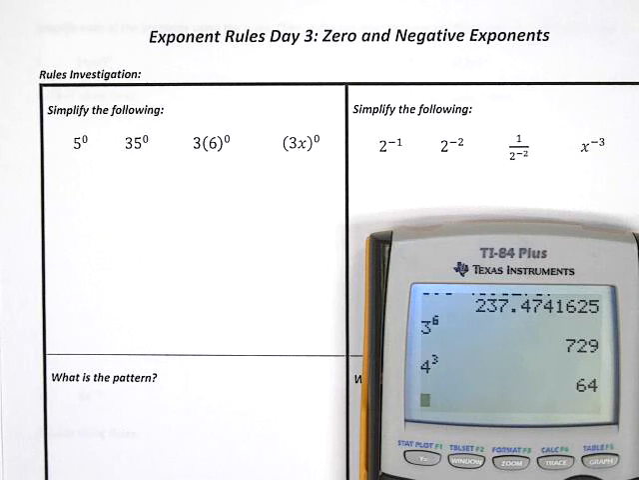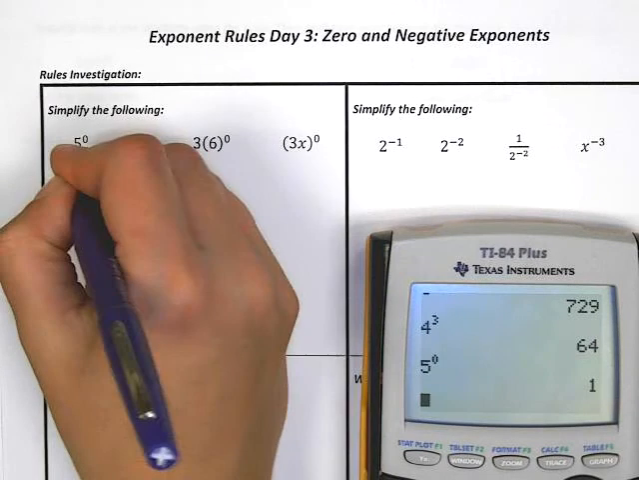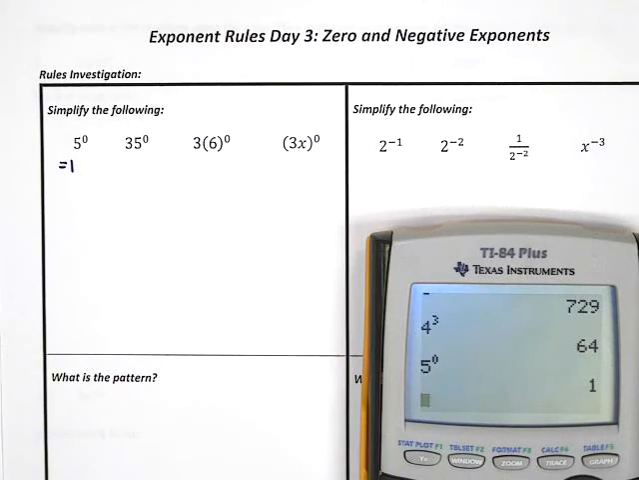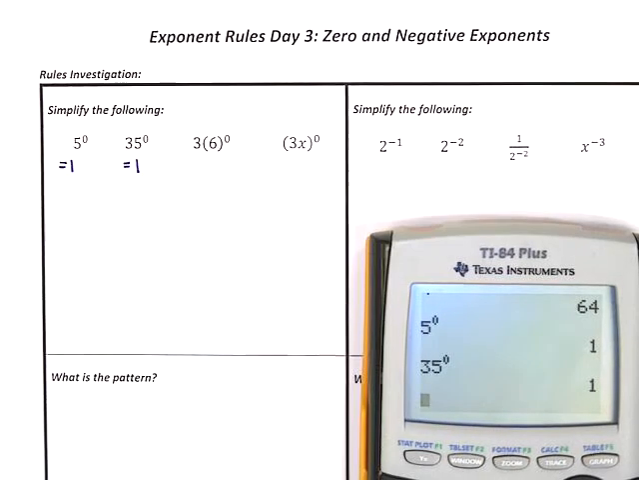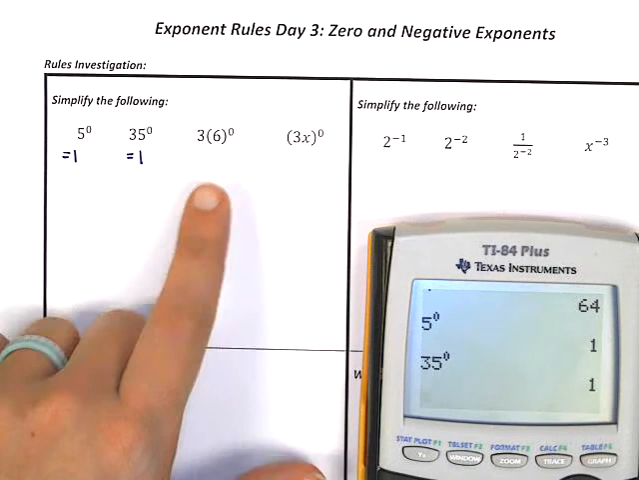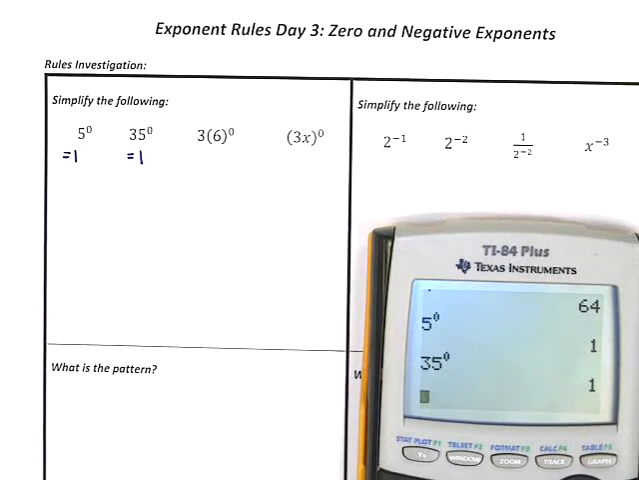Let's start by typing in 5 to the 0. If we type in 5 to the 0, the answer is 1. Let's try 35 to the 0. If we type in 35 to the 0, the answer is 1. Well, that's odd. I wonder what happens when we have 3 times 6 to the 0. The answer is 3.